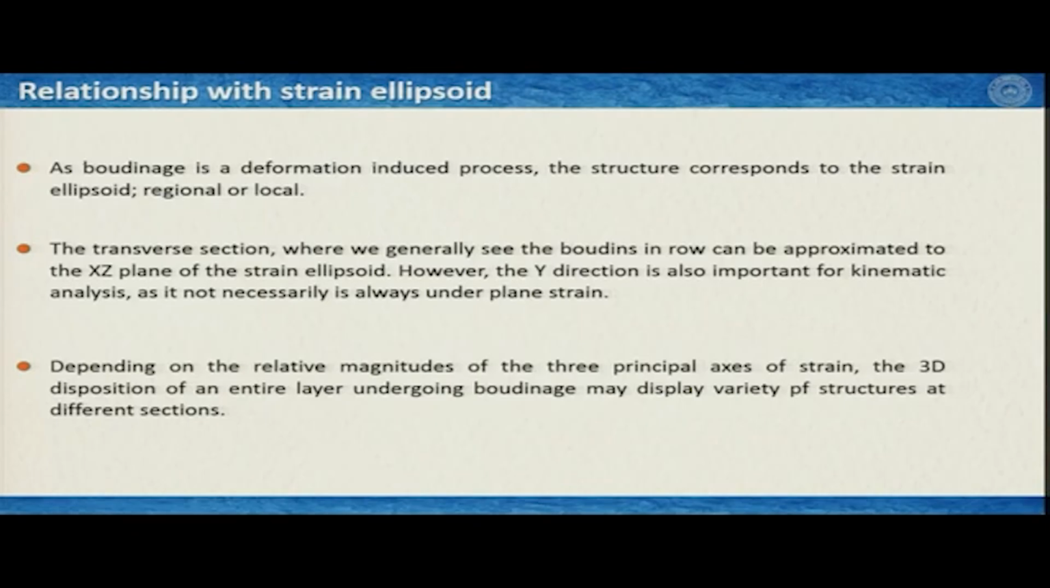Now, depending on the relative magnitudes of the three principal axes of strain, the 3D disposition of an entire layer undergoing Boudinage may display a variety of structures, and this is exactly what we are going to see in the next slide. I will request you to recall the strain lecture, because we will now be seeing plane strain, constrictional strain, flattening type of strains and so on, and then we will see how we form the Boudinage or some other related structures along with these various strain ellipsoids. So, let us have a look.